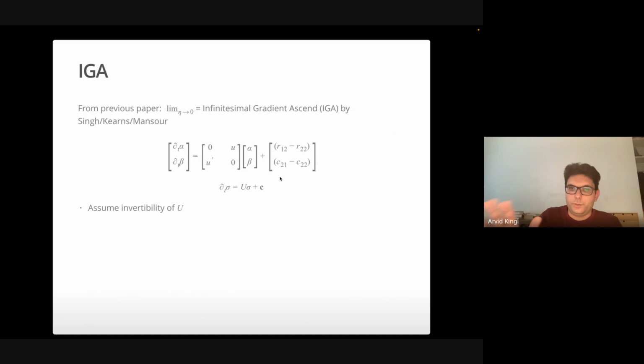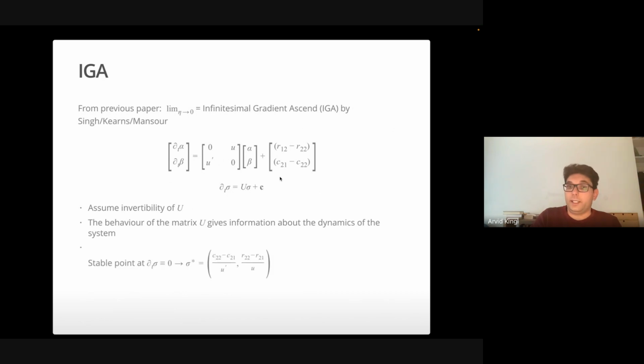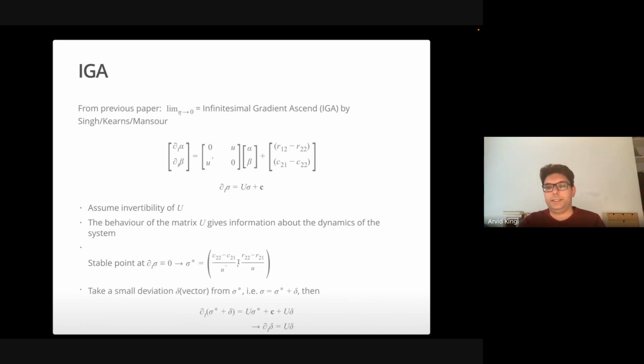And if we assume that U is invertible, which is in most cases the case, then we can analyze the dynamics of the system. If it's invertible, there is, for example, a stable fixed point, and the question is, of course, where does a stable fixed point sit? But at this point, we know that if we sit exactly on a fixed point, we are stable. So each player has no incentive to change that strategy ever as time goes on.